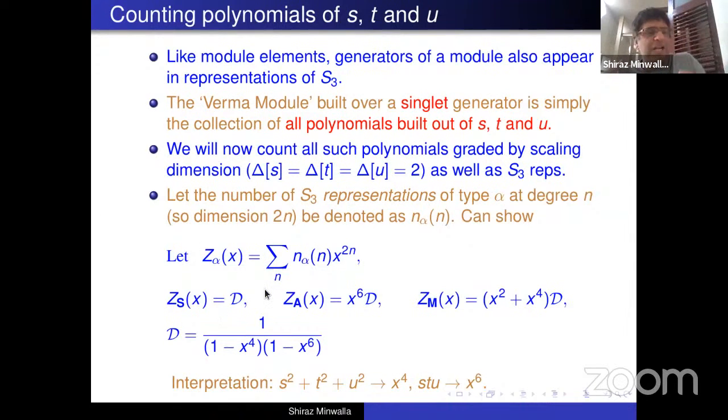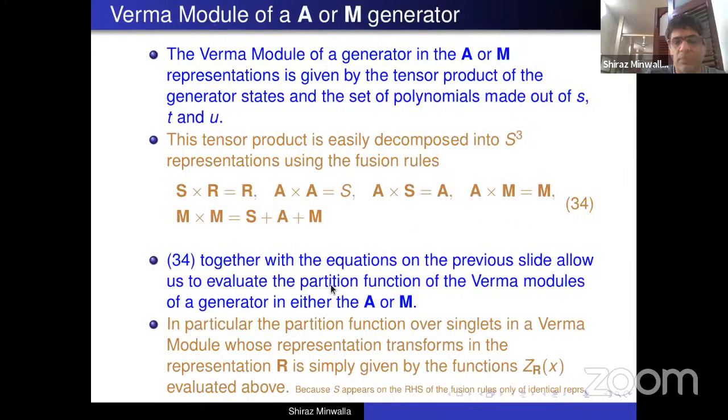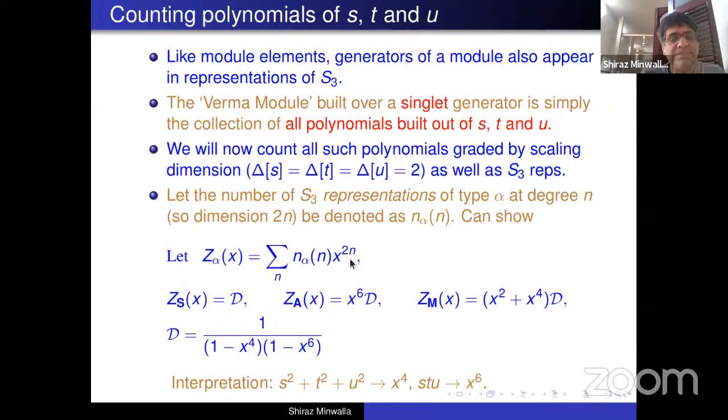Another way of saying it is the following. The set of all polynomials of S, T and U can be counted by weighting polynomials with their derivative order as follows. If I have a polynomial which is degree n in S, T and U, I will weight it by x to the power 2n. And we can compute a partition function over the set of all polynomials of S, T and U.